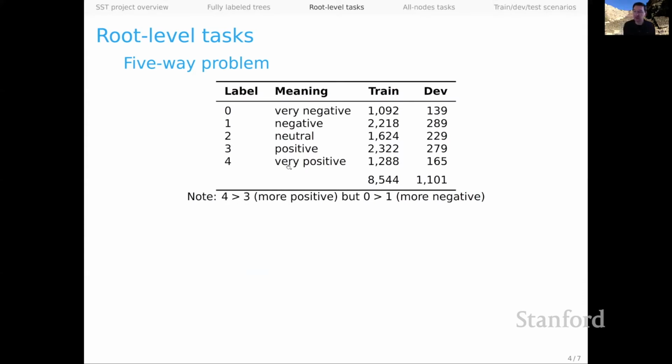I think this is fine, but there are 2 gotchas underlying this kind of scheme. First, it's not really a fully ordered scale in the sense that 4 is stronger than 3, but 0 is stronger than 1, because we have this kind of polarity split with neutral in the center. So that's a kind of conceptual difficulty.